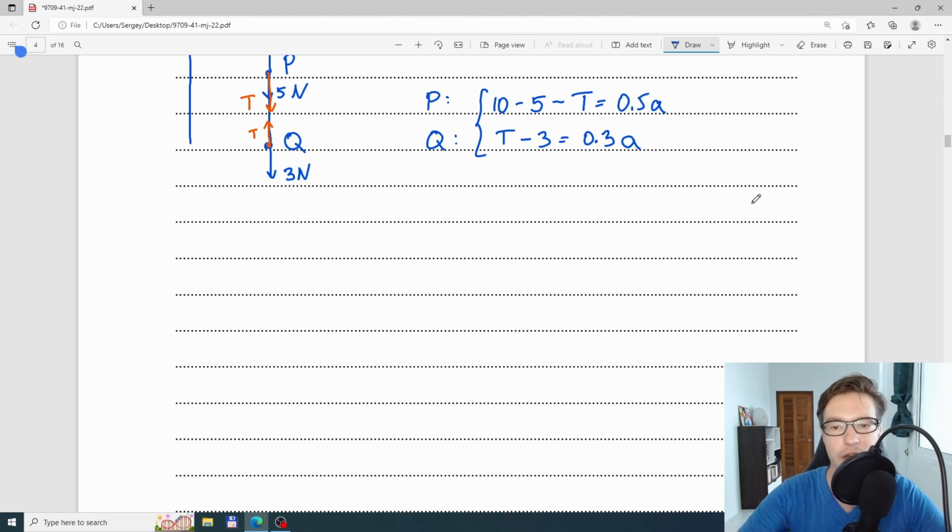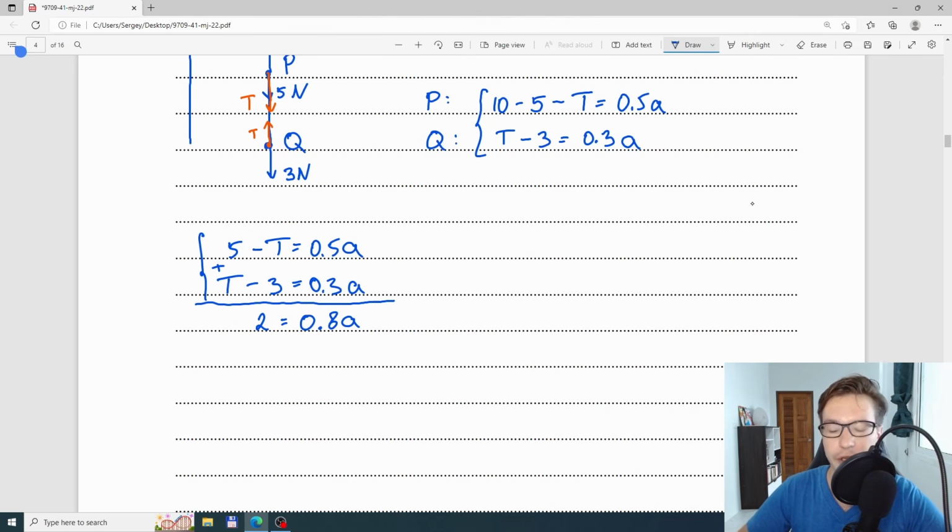Now all I have to do is to solve the simultaneous equations. Simplify a little bit. 10 minus 5 is going to be 5, minus T equals to 0.5a. And for the second equation, we got T minus 3 equals to 0.3a. Now I can add up both equations to get rid of T. Minus T plus T is 0. 5 minus 3 is 2. And 0.5a plus 0.3a is going to be 0.8a. Now from here, divide both sides by 0.8 and get the acceleration. So a equals 2.5 meters per second squared.